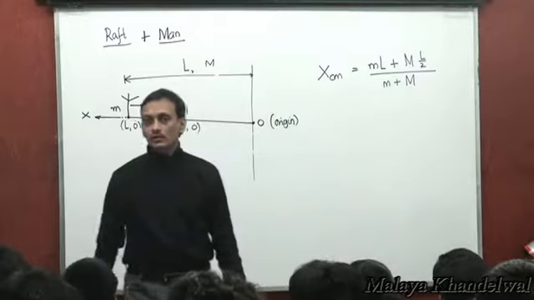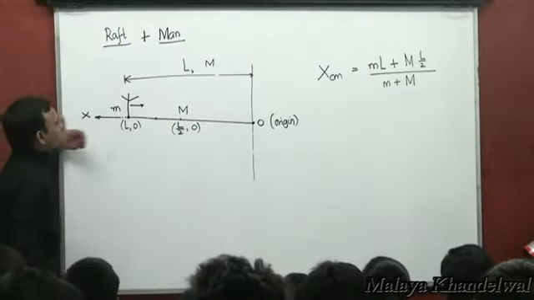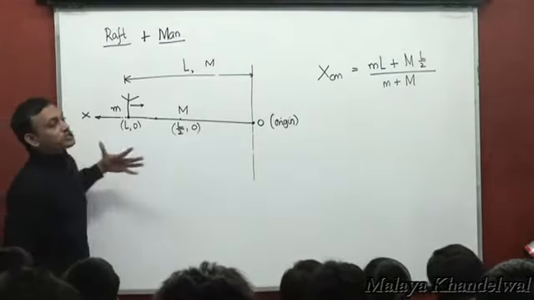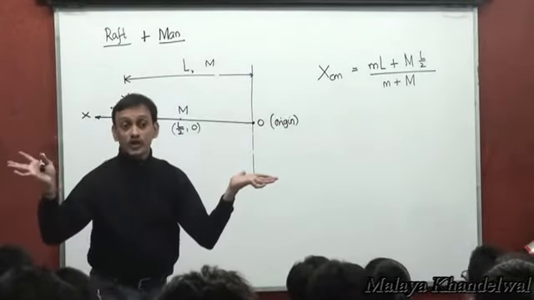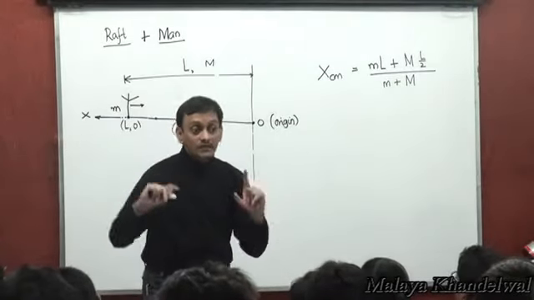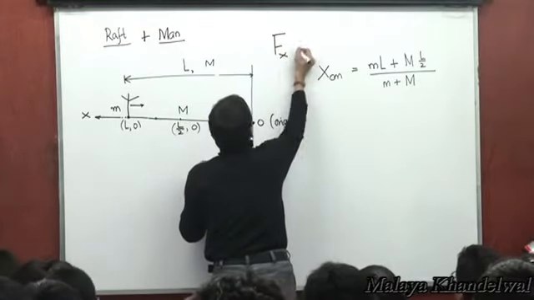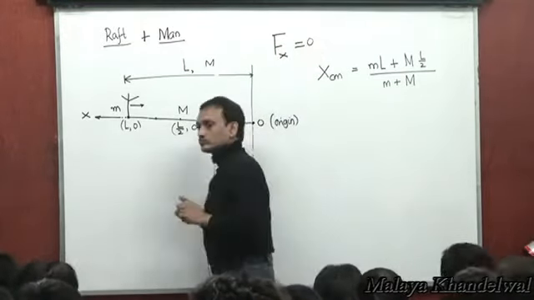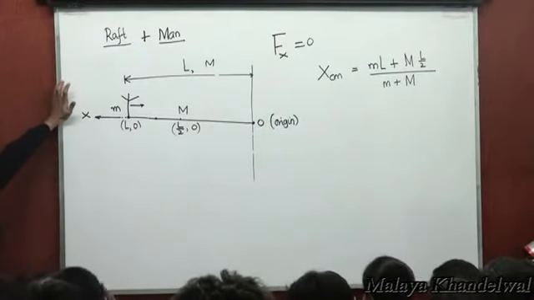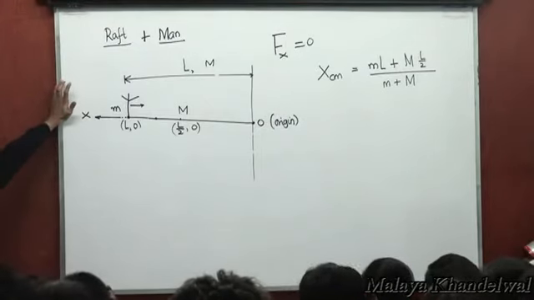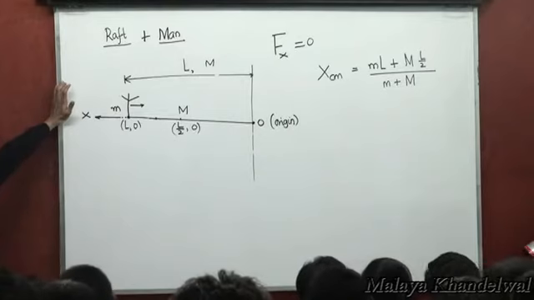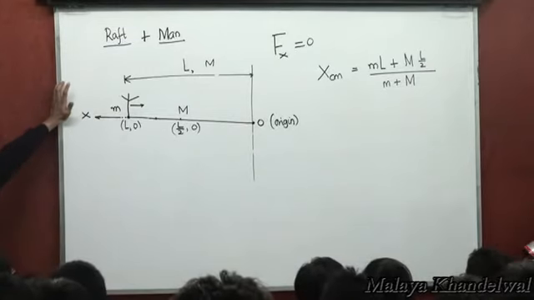Right? So in the x direction there is no net force acting on the system. In the x direction, the force acting on the system is 0. And if in the x direction the force acting on the system is 0, then the acceleration of the center of mass in the x direction must be 0.